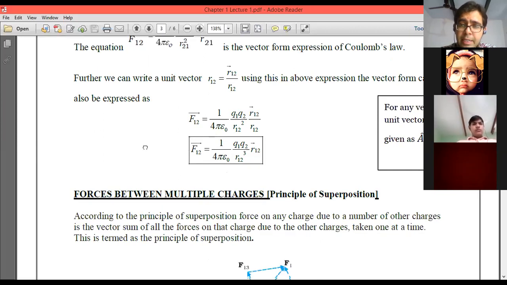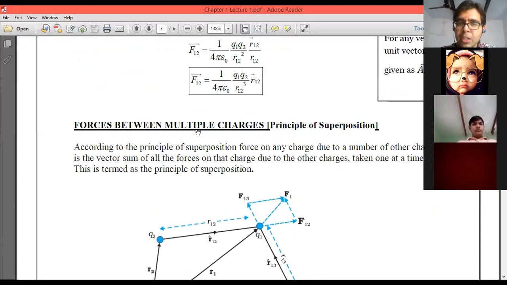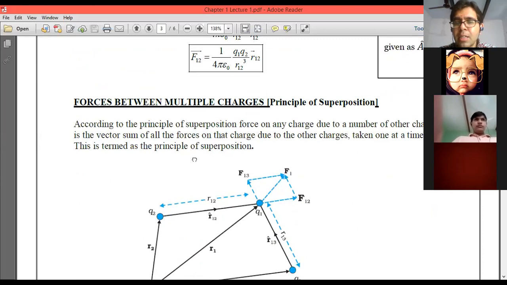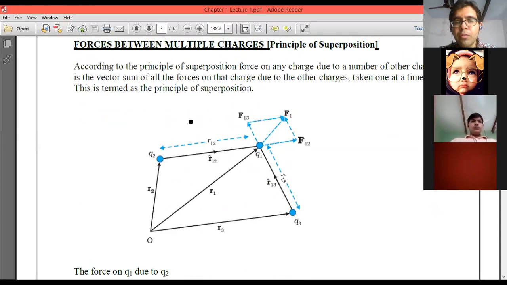Now, the next topic that we have to cover is the forces between multiple charges. So far we have only studied that when two charges are placed a certain distance apart, we can apply Coulomb's law and easily find the force experienced by one charge due to the other charge. But what is the case when a number of charges are present? If we need to find the force on a single charge, how are we going to find it?